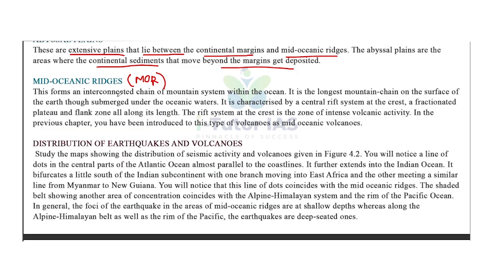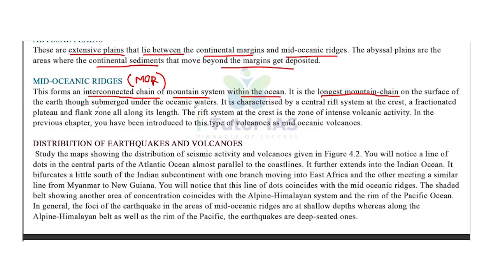This forms an interconnected chain of mountain system within the ocean. Mid-oceanic ridges means it's an interconnected chain of mountain system inside the ocean. It is the longest mountain chain on the surface of the earth, though submerged under the oceanic water. They are submerged, but still they are the longest mountain chain on the surface of earth.